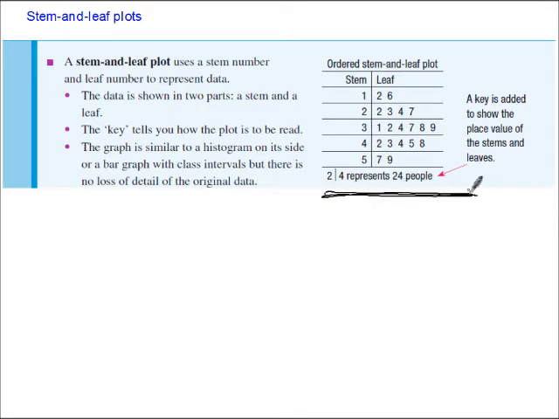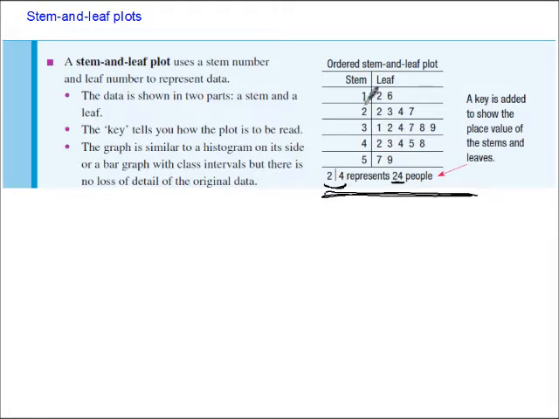And the first thing to have a look at is this key. This key tells me that if there's a 2 in the stem and a 4 in the leaf, it represents 24 people. So looking at my plot, this is the stem here, and these are the leaves. So each one of these leaves represents a different number.